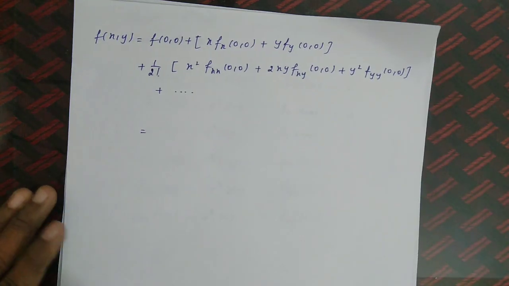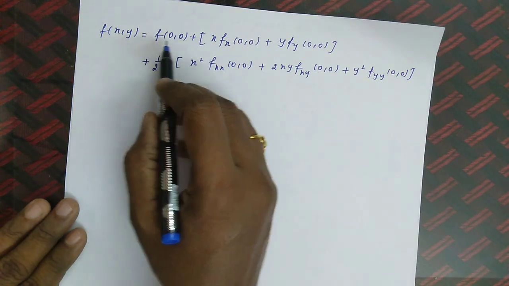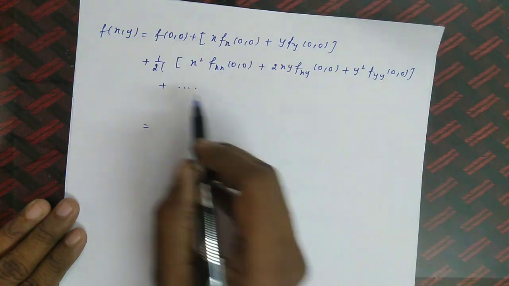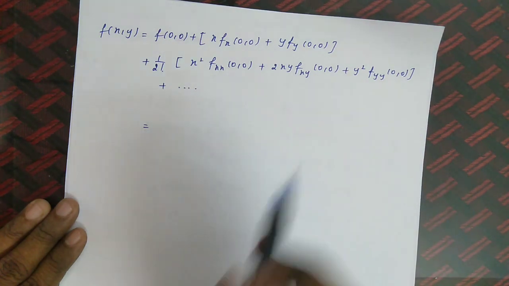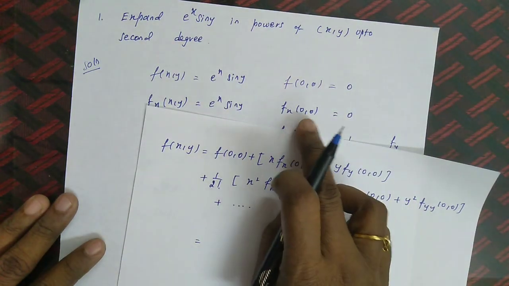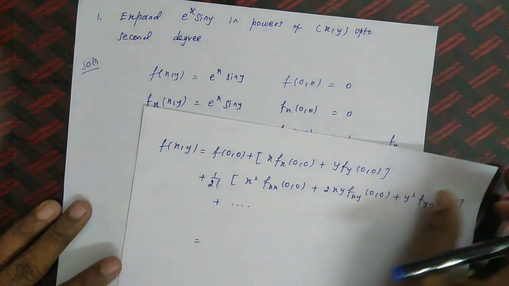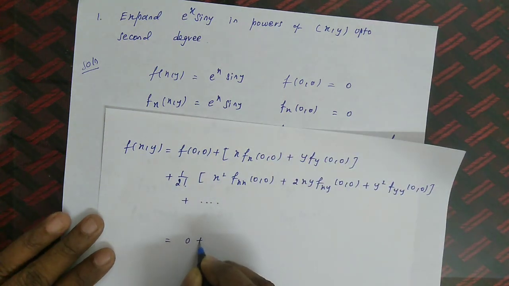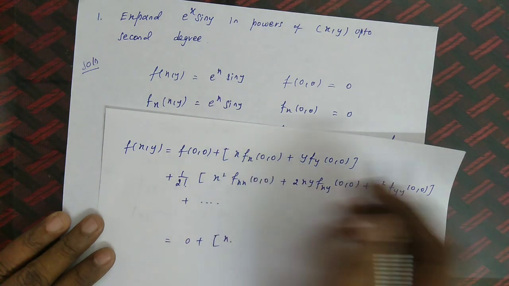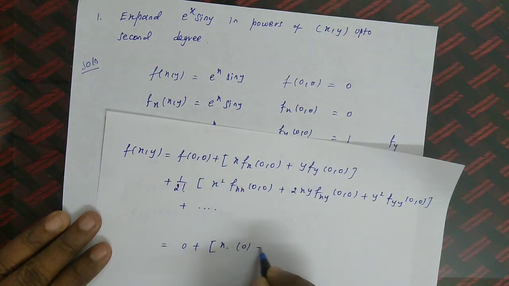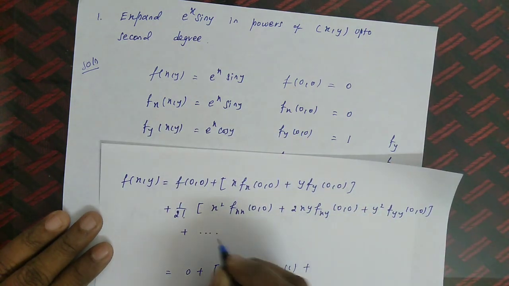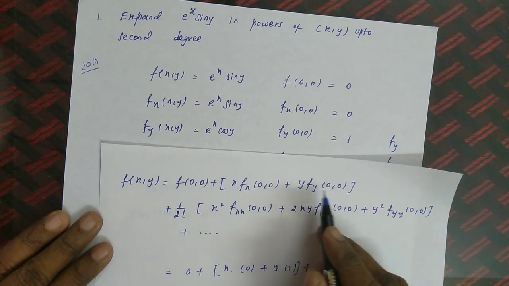So the Maclaurin series of f of x comma y is f of 0 comma 0 plus x into fx plus y into fy plus the second term, like that it will go. So without fail we have to write this plus dot dot dot. Okay. Now we are going to put the values: f of 0 comma 0 is 0, and then fx of 0 comma 0 is 0. So we will substitute all the values here. Okay. So f 0 0 is 0 plus x into fx of 0 comma 0, that is also 0, plus y into fy 0 0, that is 1, plus the first term is over.